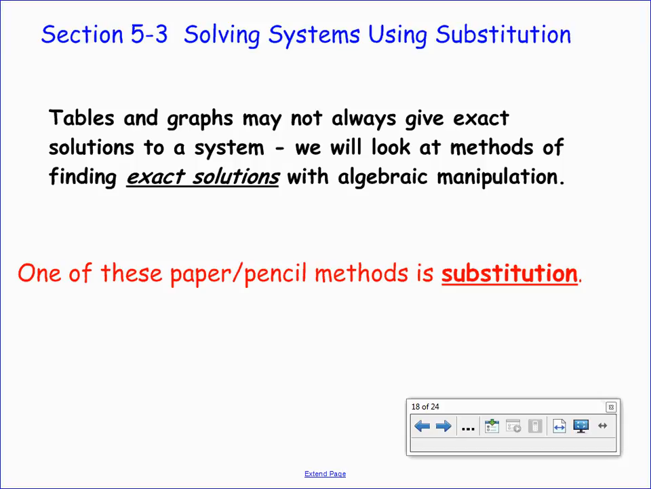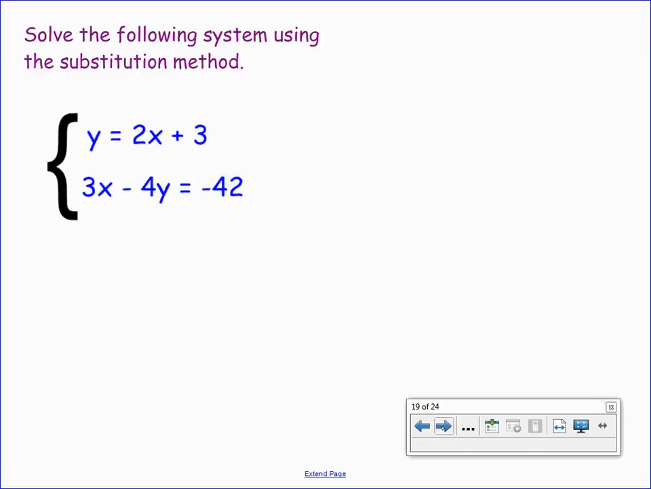So tables and graphs may not always give exact solutions to a system. We're going to look at methods of finding exact solutions with algebraic manipulation, and this is the power of algebra. Let's take a look at one of these pencil and paper methods, called the substitution method. Solving the following system using substitution is easy. Look at that first equation. It's already solved for y. So we know that y is the same as 2x plus 3.